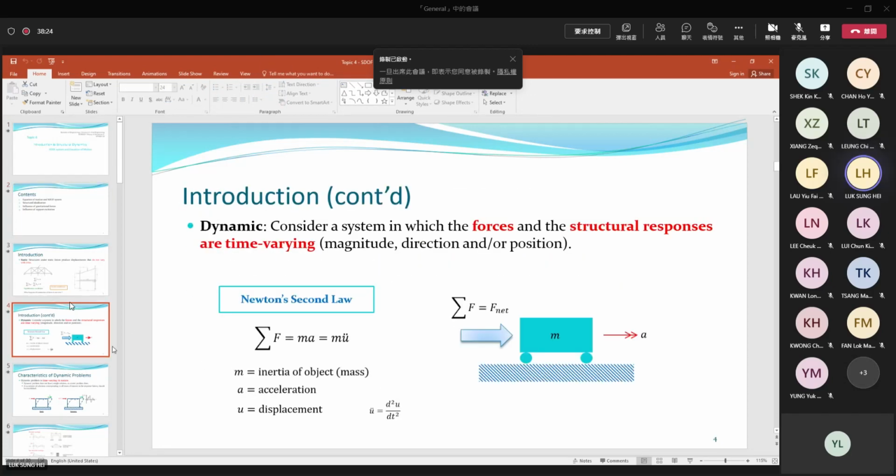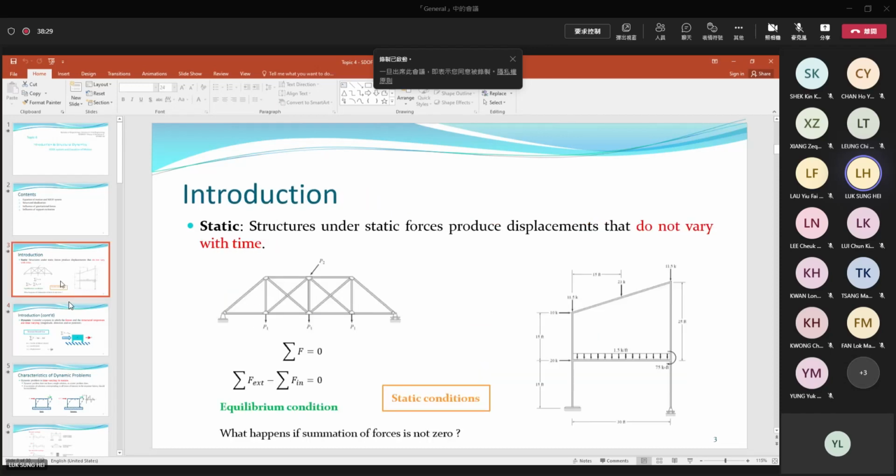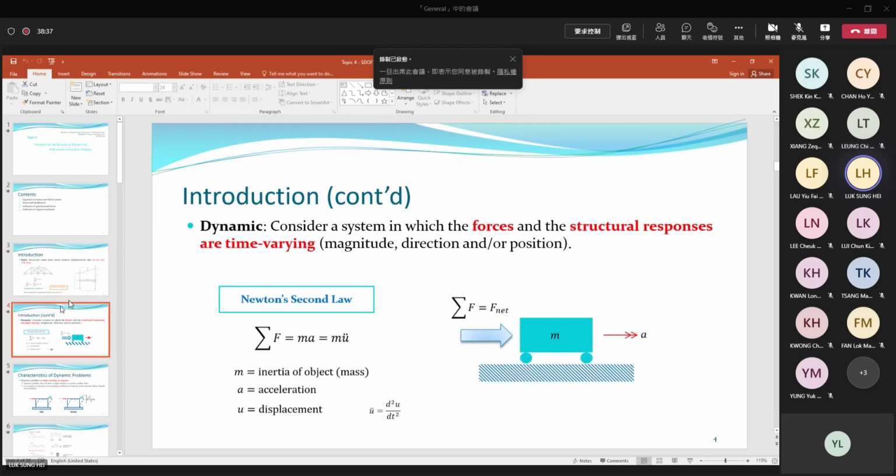So firstly, when you want to solve a dynamic problem, in the past, for a static problem, you simply used equilibrium, or you may use the simplest method, Q equal to K times D, etc. But when we go into another topic, structural dynamics, we need to consider another equation, which is a more general form. You can derive this using Newton's second law. There is some notation you have to be familiar with. U means displacement, U double dot means acceleration. You have to be familiar with this kind of symbol.